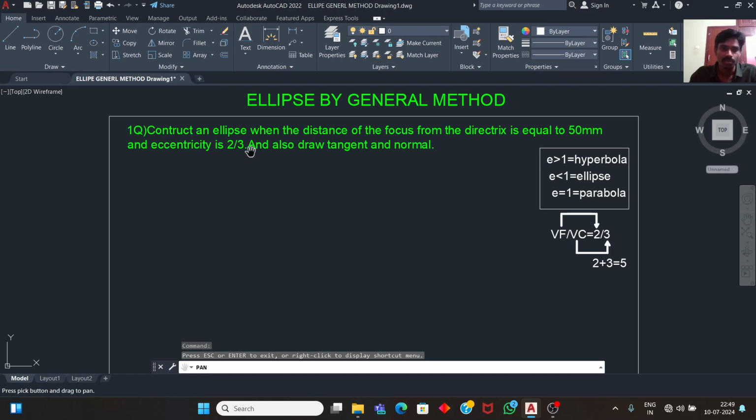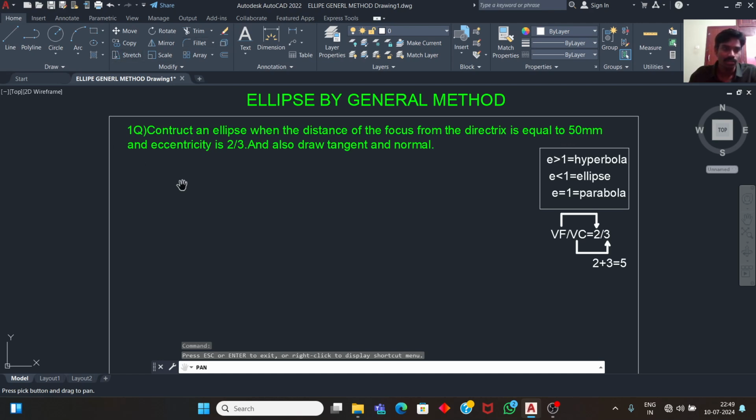Okay. So first of all, we need to draw the directrix. Directrix means a fixed line, and the focus means a fixed point. The distance between this directrix and focus is given, that is 50 mm. So first of all, we need to draw the directrix with the help of the line command. Then after, we need to locate the focus 50 mm away from the directrix.